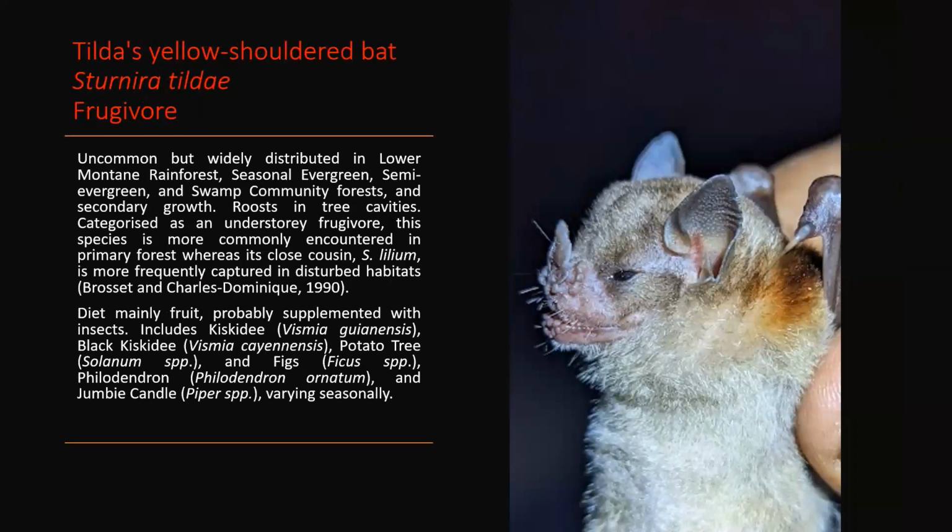Tilda's yellow-shouldered bat, or Sturnira tildae, is a frugivorous bat which is uncommon but widely distributed in various forest ecosystems. It's categorized as an understory frugivore, yet this species is more commonly encountered in primary forest, whereas its close cousin, Sturnira lilium, is more frequently captured in disturbed habitats. The diet of Sturnira tildae mainly includes fruit, probably supplemented with insects. Fruit can be taken from trees such as the cecropia, black cecropia, and various fig species.